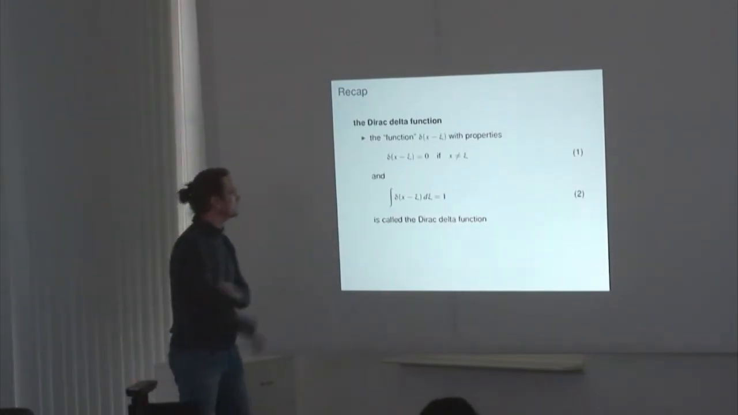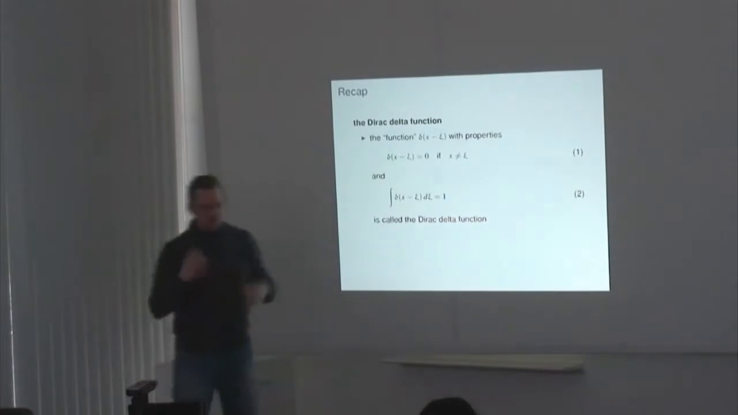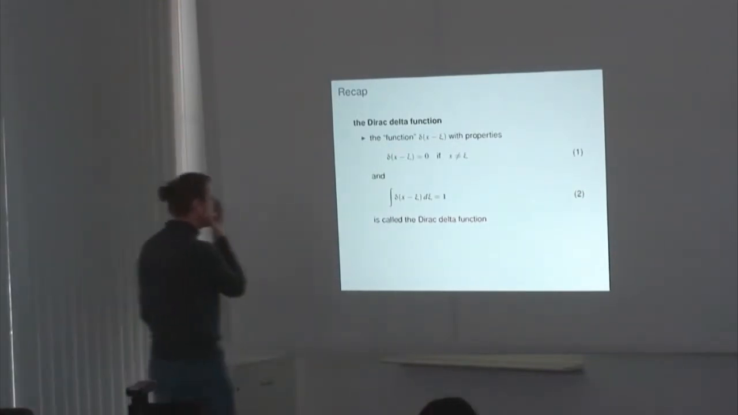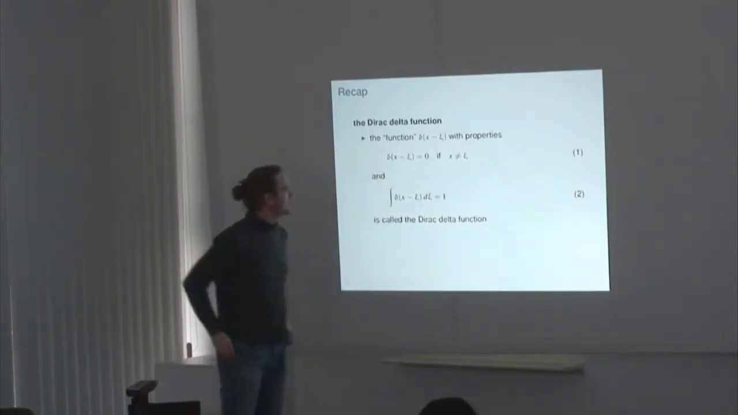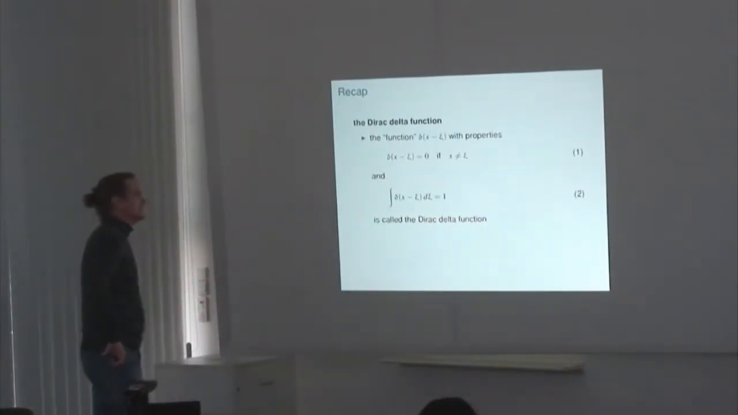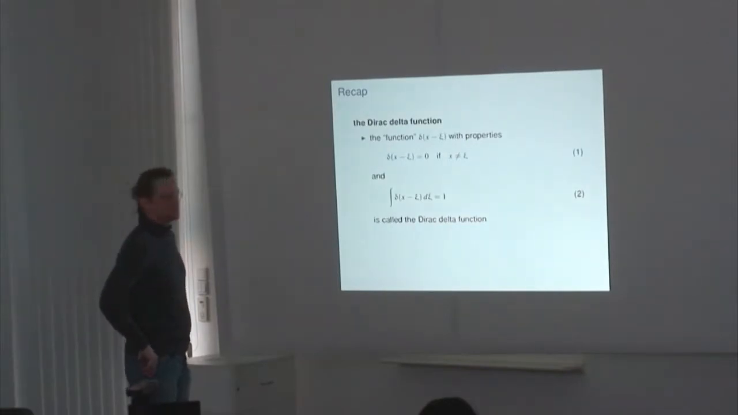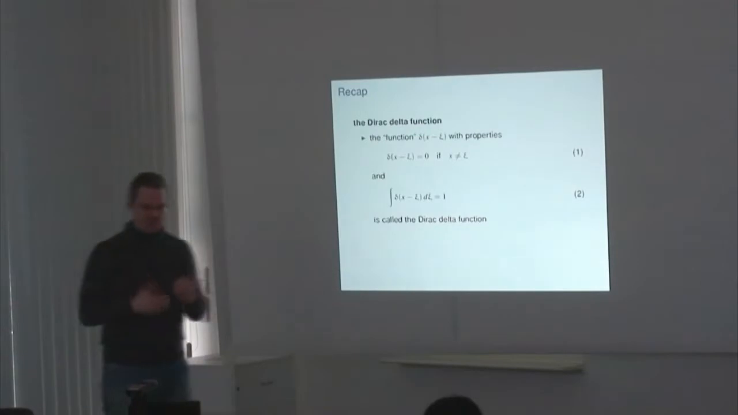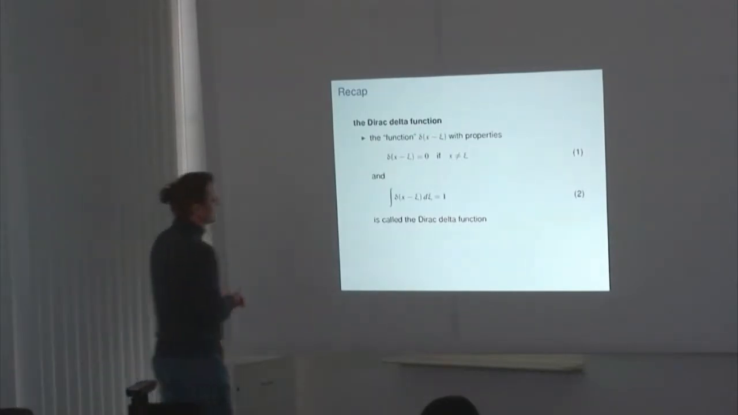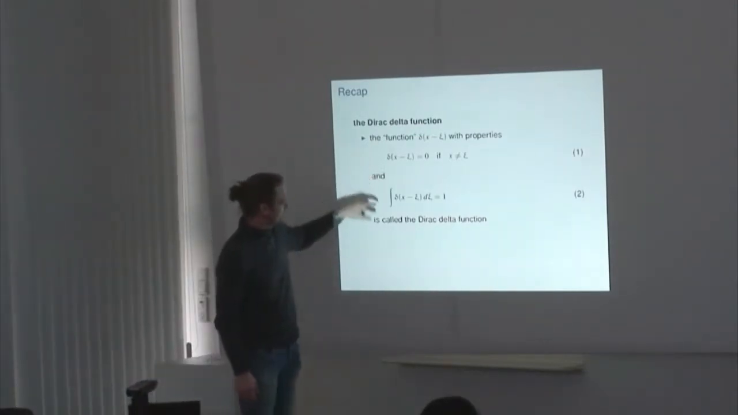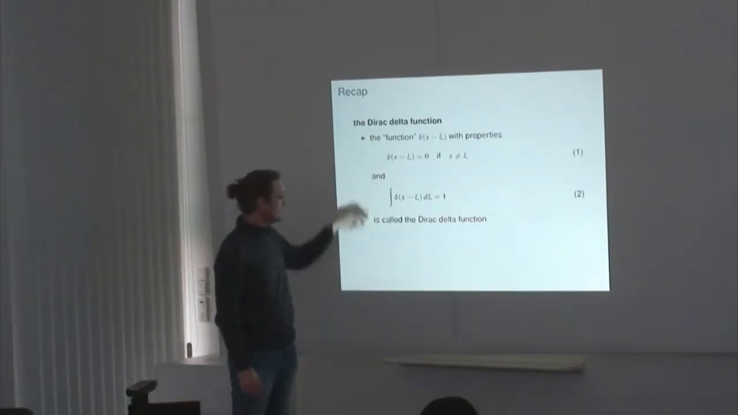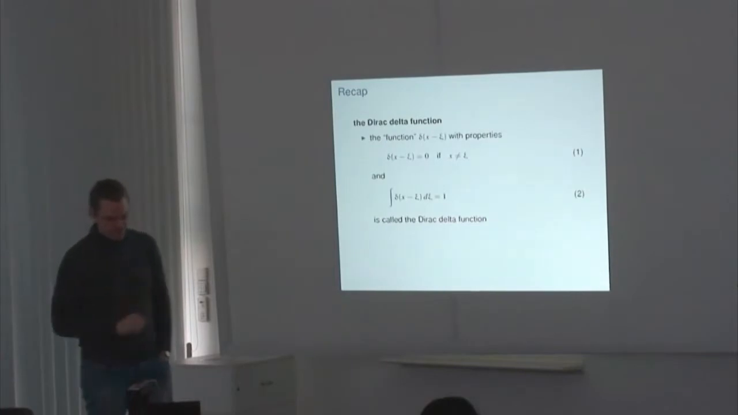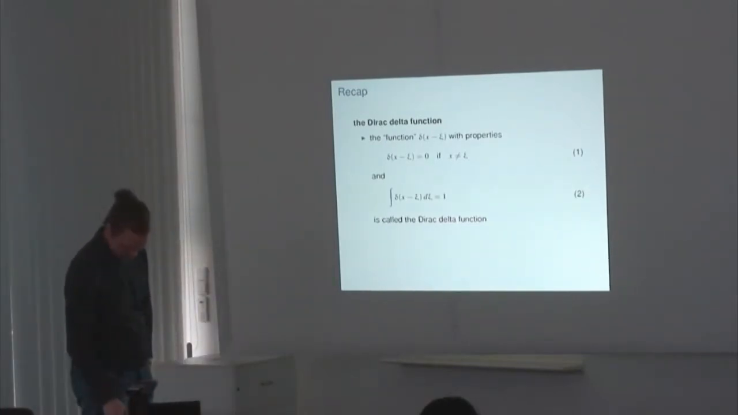Important thing is, once again, that this function evaluates to 0 if this xi here is not equal to x. And if xi is equal to x, well, then it evaluates to something else which is conceptually infinite. And so this is only understood in this context. So the integral over this function has to be 1. This is a very, very peculiar function. It's called the Dirac delta function.